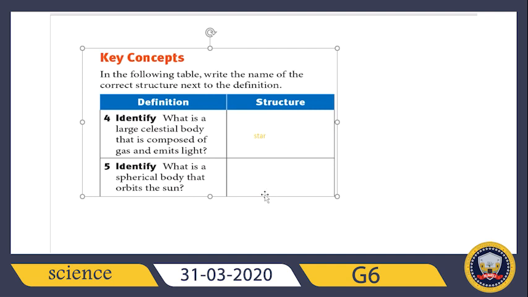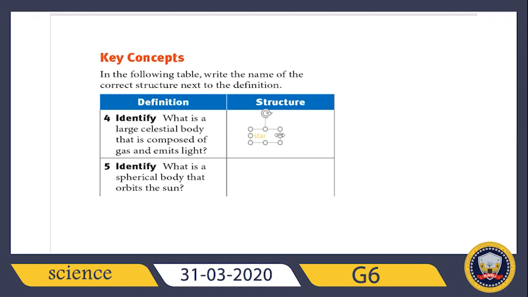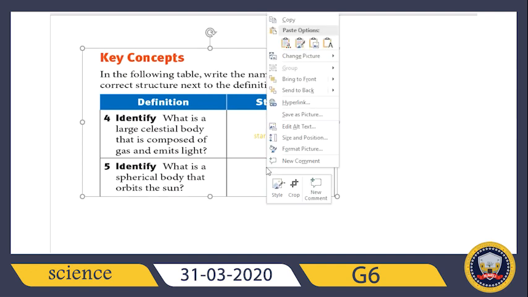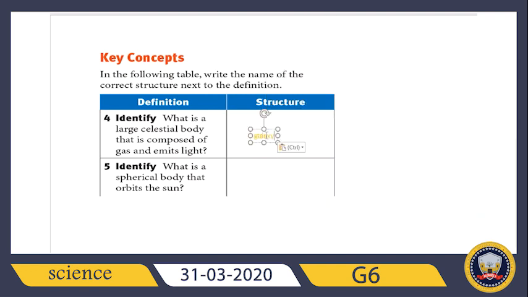Star. What about question number 5? What is a spherical body that orbits the sun? You remember, yes, exactly. Planet. A planet is a spherical body that orbits the sun, and we have 8 planets in our solar system, as we said.